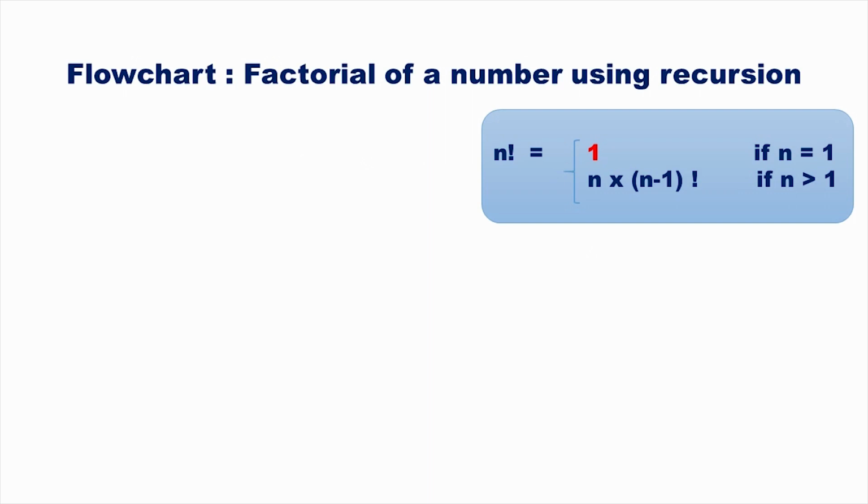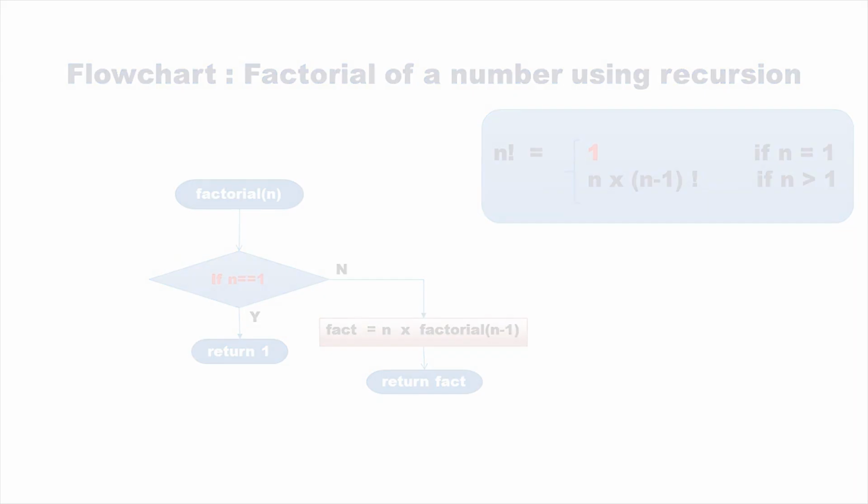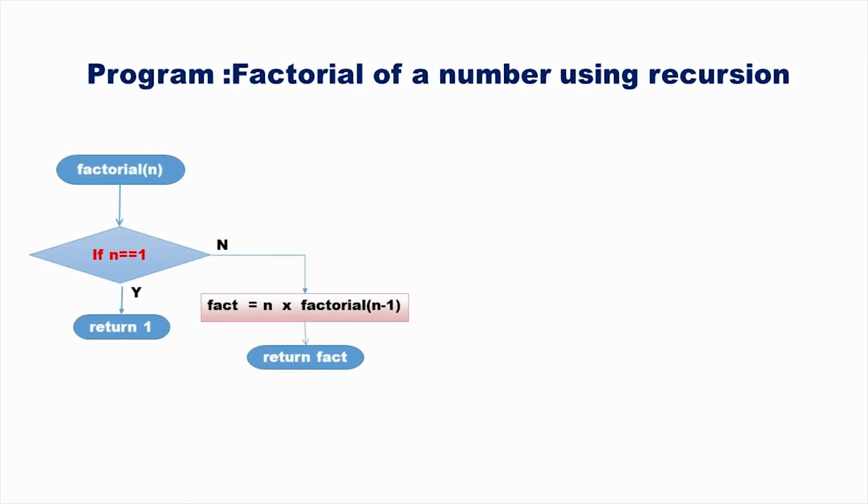Now, let us convert this logic to a flowchart. Let us give factorial as the name of the function. The function takes one integer value n to compute its factorial. If n equal to 1, return 1. Otherwise, factorial is n into factorial of n minus 1. Let us store the result in a variable called fact. Return fact.